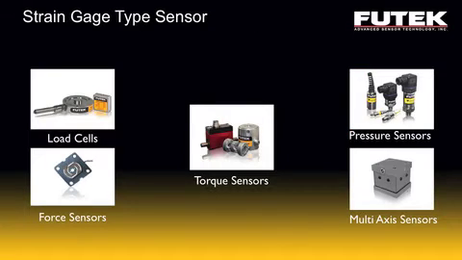The Futek USB solution is universal. It can be used for all strain gauge sensors. It can support load cells and force sensors, which can be used for tension and/or compression measurements. We also support the use of torque sensors for counterclockwise and clockwise torque. We also support pressure sensors, which can be used in both pressure and vacuum measurements. And we also support multi-axis sensors, which can be used with several channels of USB. The Futek USB kit provides a solution for many different applications.